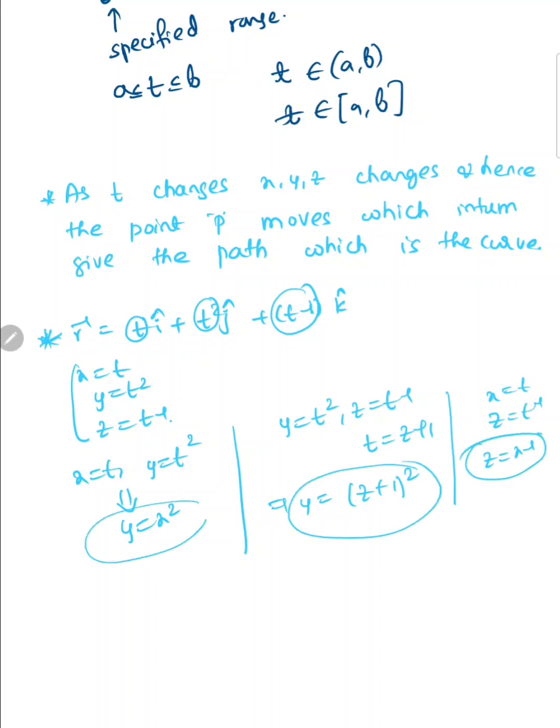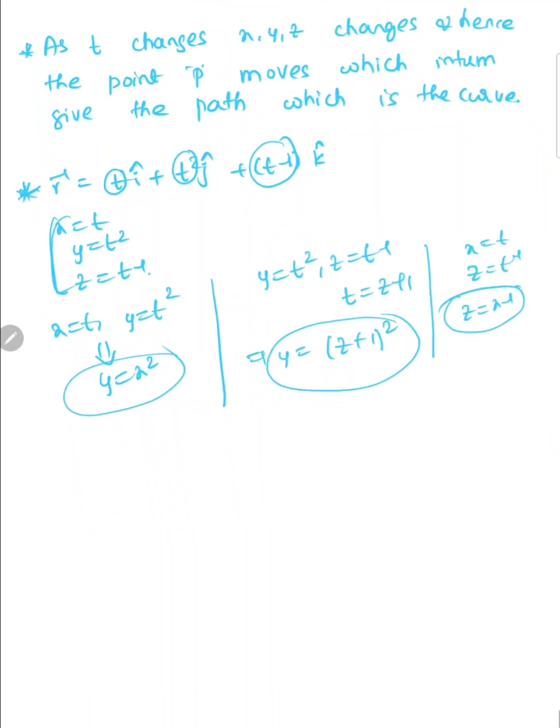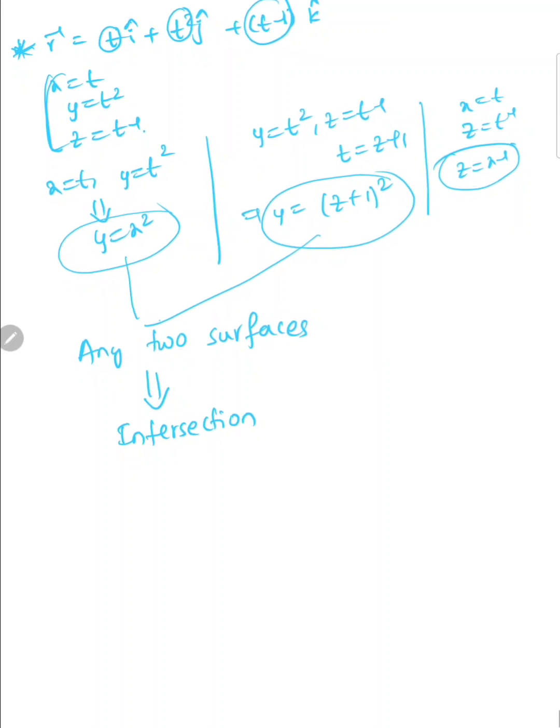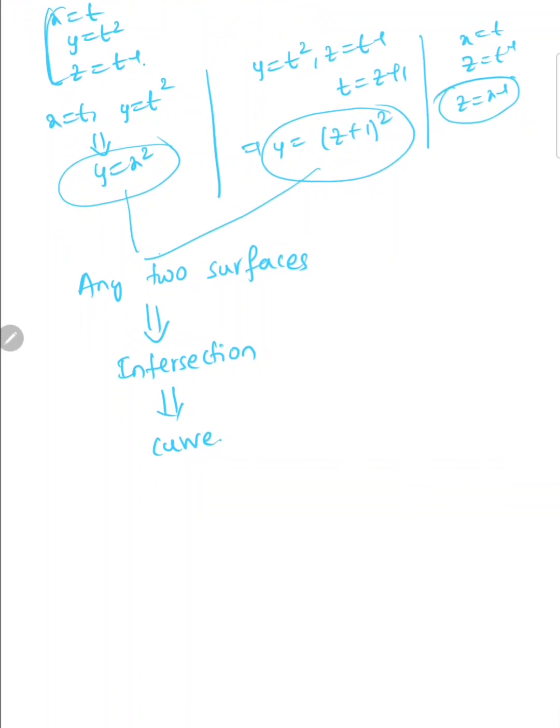So we are getting different surfaces by joining the equations, taken two at a time. So these three are the surfaces. Now we will take any two surfaces and find their intersection. That will give the required curve. Therefore, the intersection of any two surfaces taken together will give the curve in space. So this is how we can view the curve in a geometrical sense.